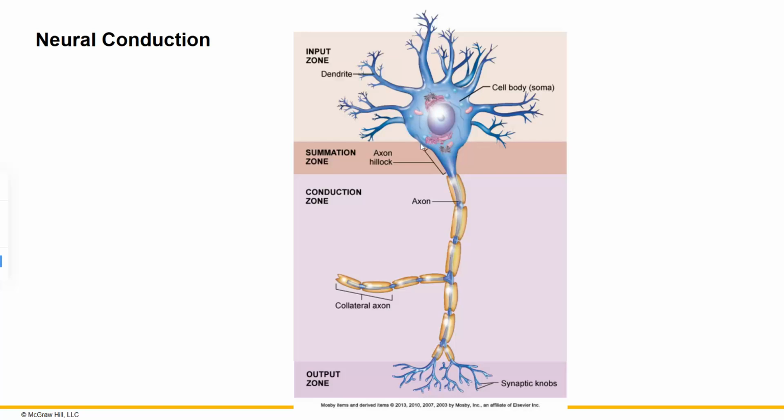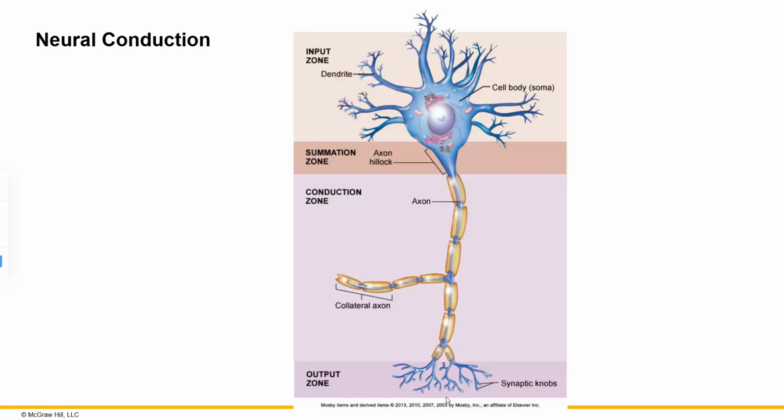So we've got the cell body here, then we've got dendrites, and it is important to mention that some textbooks refer to the cell body as the soma of the neuron. So if you ever see that term soma, that's referring to the cell body of the neuron. Then you have the axon hillock, the axon leading down to the axon terminals, and then those terminal knobs or synaptic knobs at the end.